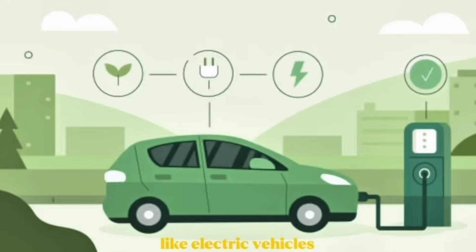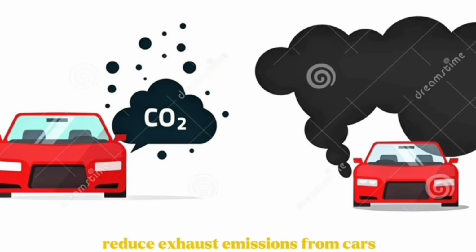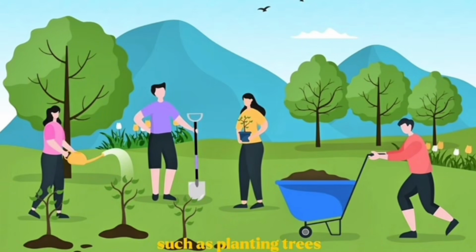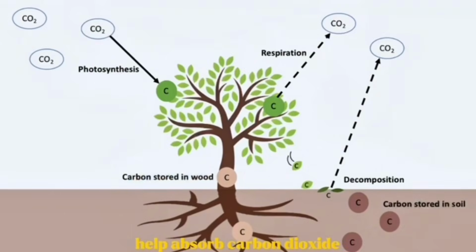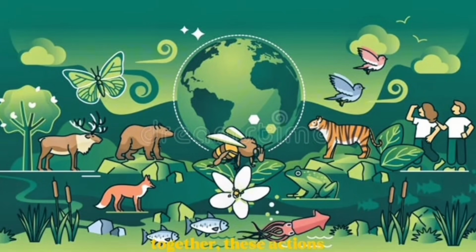Cleaner alternatives like electric vehicles and public transport reduce exhaust emissions from cars. Conservation efforts such as planting trees and protecting forests help absorb carbon dioxide and keep the air clean. Together, these actions can effectively reduce air pollution and create a healthier environment for everyone.